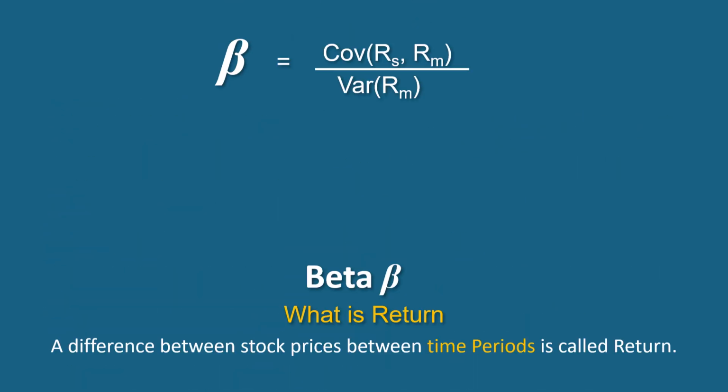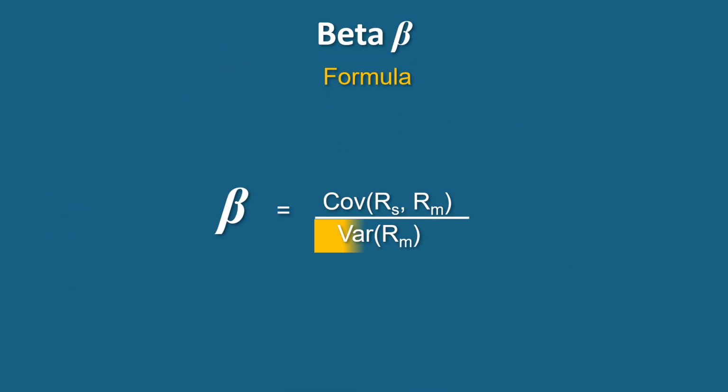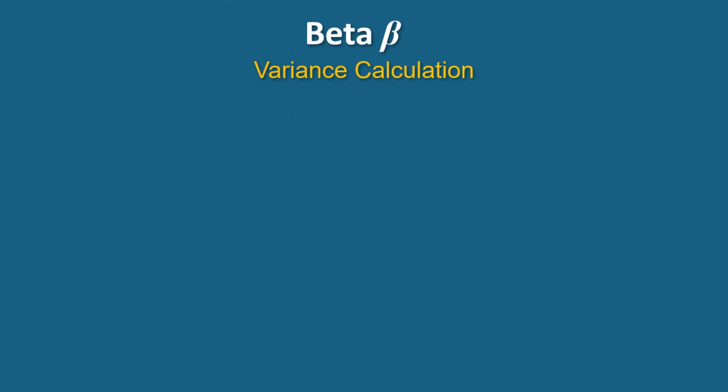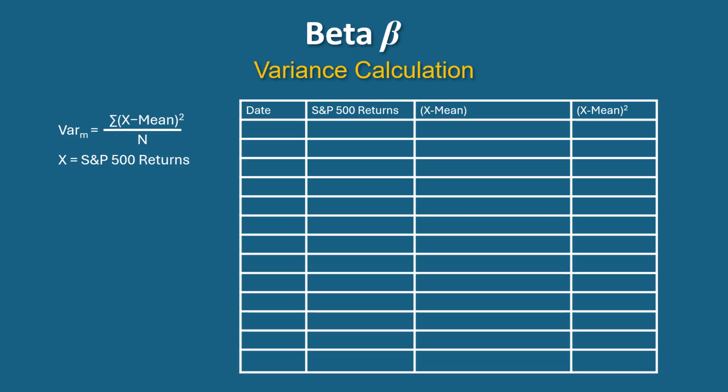Now, as you know the formula, first we will calculate the variance of market returns. The formula for variance of market returns is variance equals summation of (x minus mean) squared divided by n. Here, x represents the S&P 500 returns. We need this data. Let's create a table for the S&P 500 monthly returns. January, 5. February, 5. March, negative 3. And so on for all 12 months.